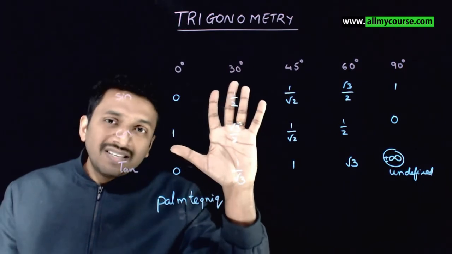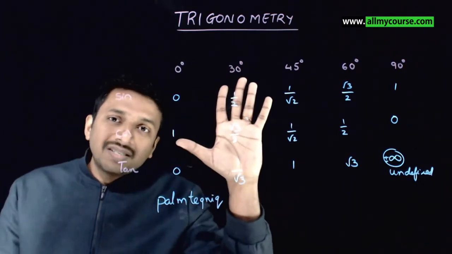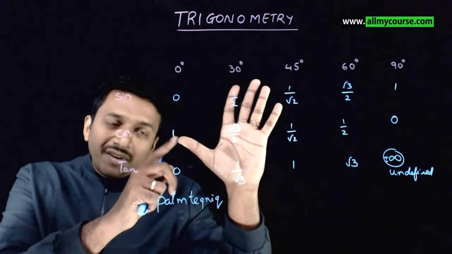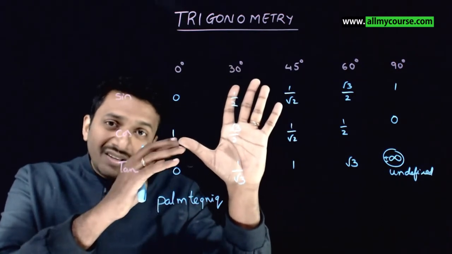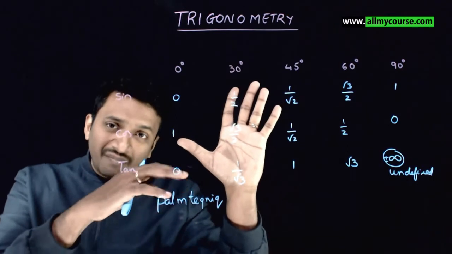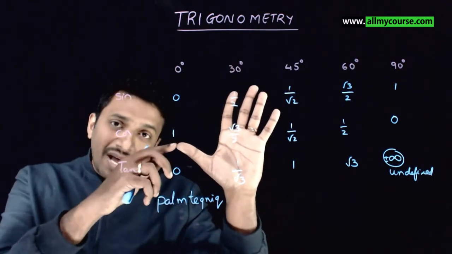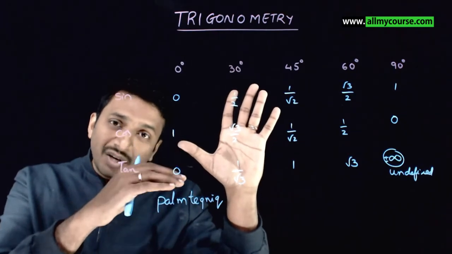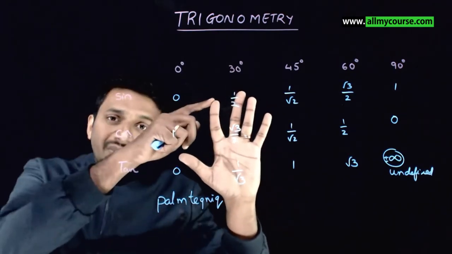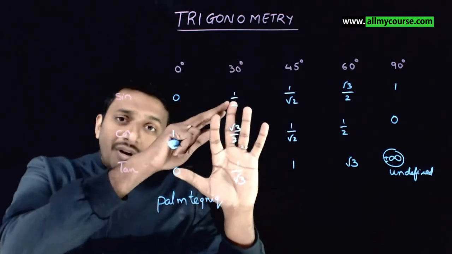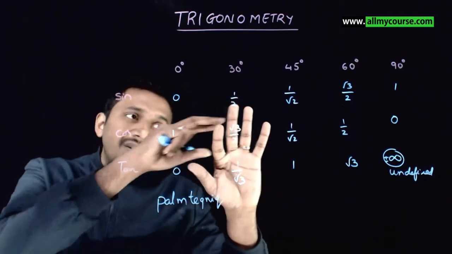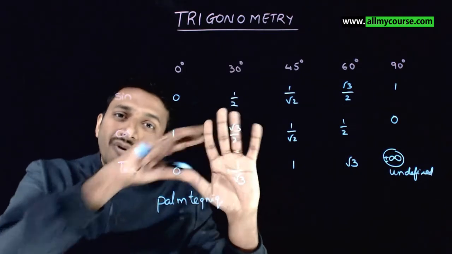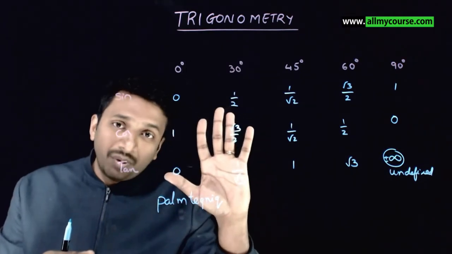So if you want sine of an angle, say sine 0, you go to this finger and calculate how many fingers are there to the left of this finger, on this side of the finger. As you can see, there is no finger on this side. So you have 0 fingers here. For 30, you have 1 finger. For 45, you have 2 fingers here. For 60 degrees, you have 3 fingers here. For 90 degrees, you have 4 fingers. I hope you are understanding what I'm doing.